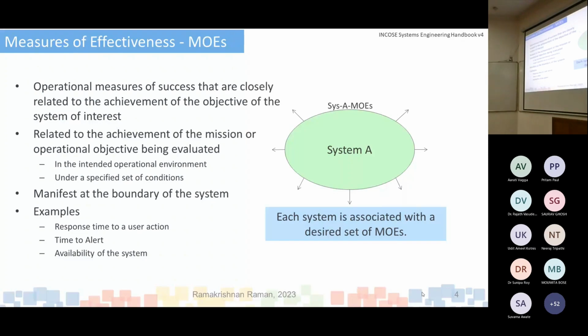Only when we have an understanding of what the MOEs are, which requires you to prioritize and say these are the most important MOEs, can the subsequent decisions and trade-offs be based on how optimally you are able to meet the MOEs.